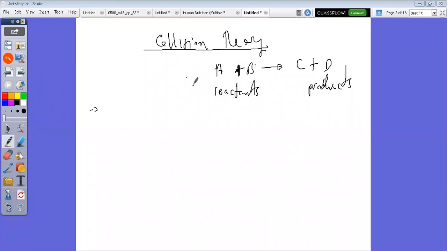When particles react, A and B, there are two things that can happen. When they react, they can only form a product if they have sufficient energy. Are we together? When A and B react, they can only form C and D if they have sufficient energy.